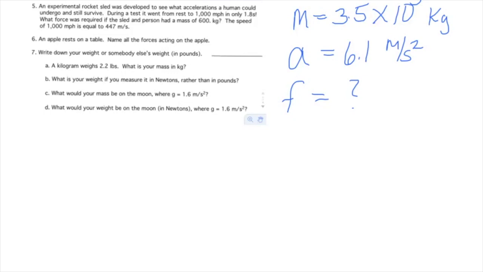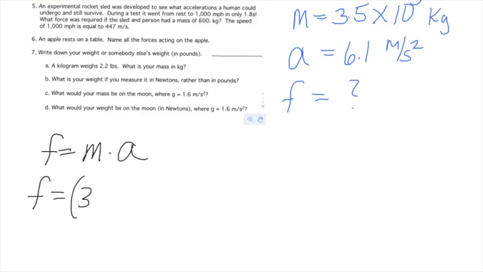Calculate the force needed to accelerate a 3.5 times 10 to the 5th kilogram jumbo jet at the rate of 6.1 meters per second squared. I've written the given information down to the right. Your mass is in kilograms, your acceleration is in meters per second squared, and we're solving for force. So let's go ahead and write the equation down. Force is mass times acceleration.